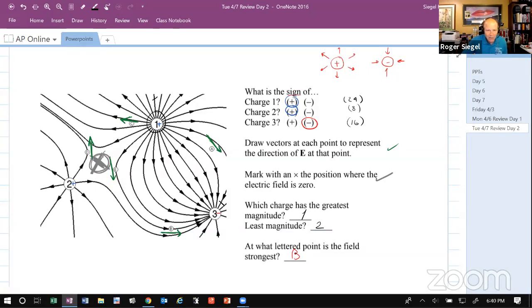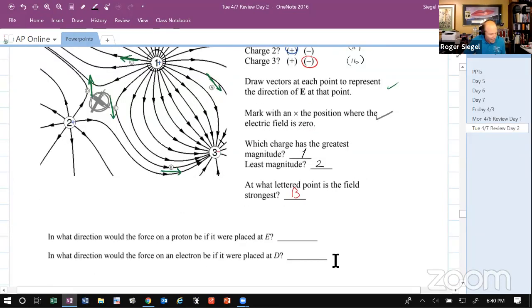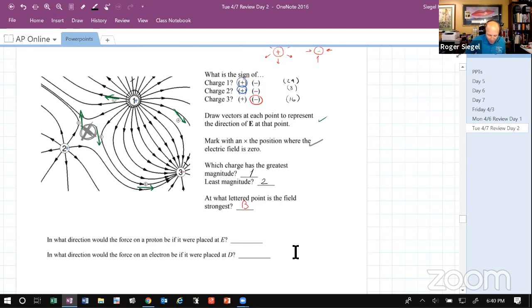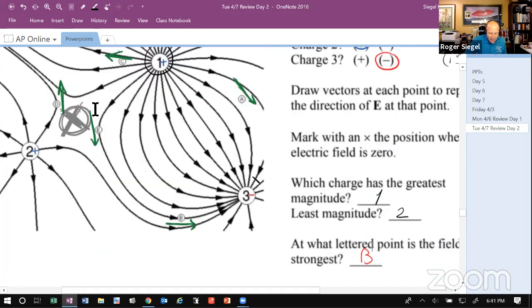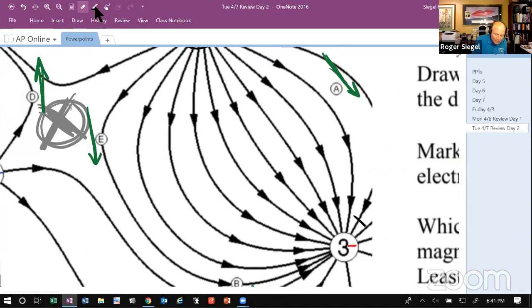So these field lines tell us a wonderful story. One more, almost ready to wrap it up. In what direction would the force on a proton be if it were placed at E? So let's take a look at it. The field line tells us the direction of the force on a positively charged object. So a proton is a positively charged object, and since the field is in this direction, the force on a proton would be along the line of the field. Not the motion, but the force, or the direction, if you think about that, the direction of the acceleration.